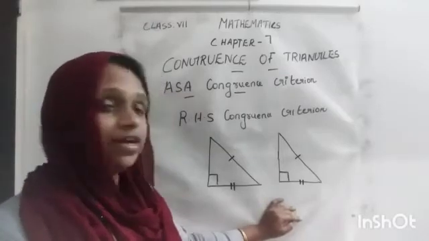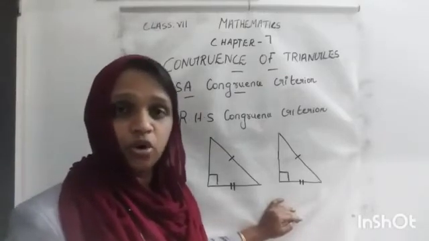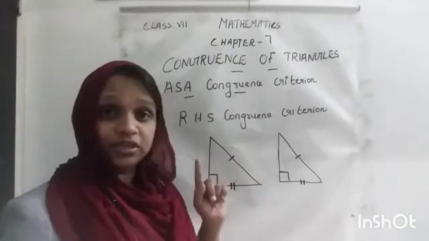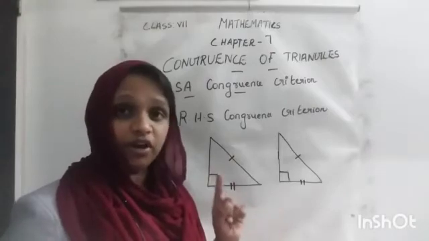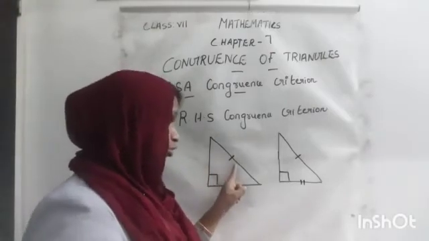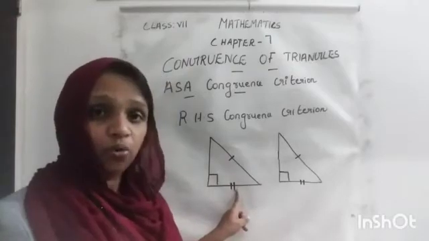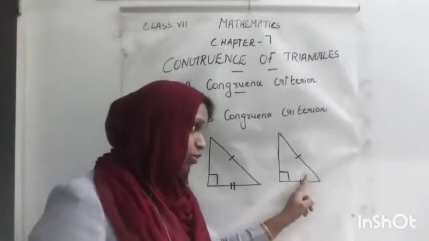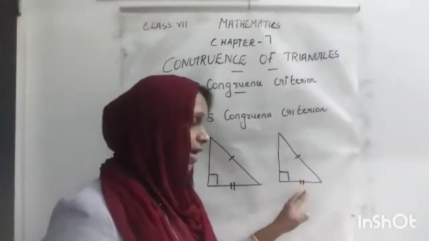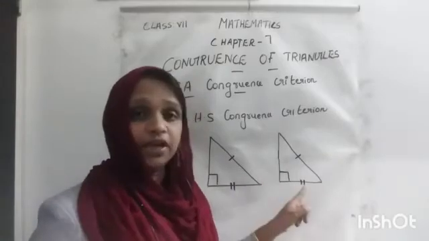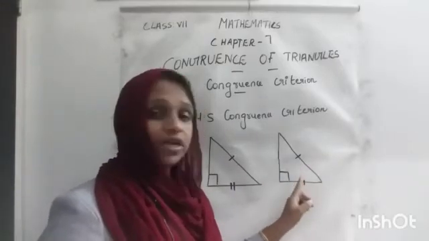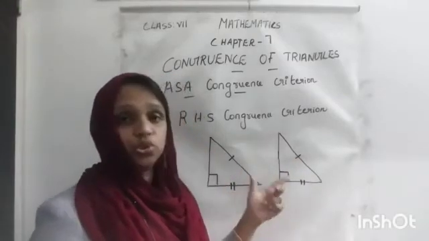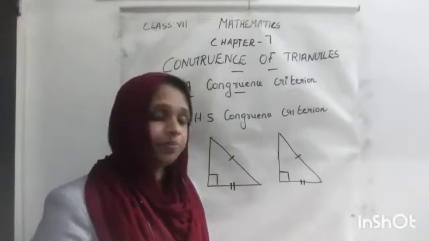So the RHS criterion means two triangles are congruent if, in a right angled triangle, the hypotenuse and any one side are equal to the corresponding hypotenuse and one side of another triangle. Then we can tell that these two triangles are congruent.